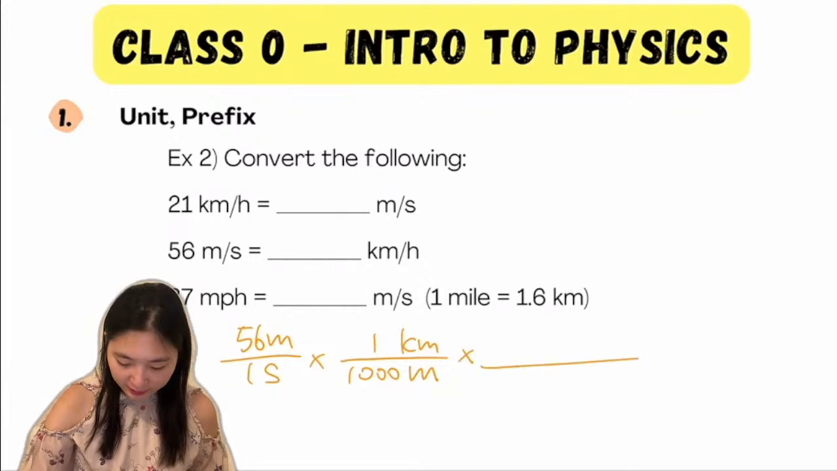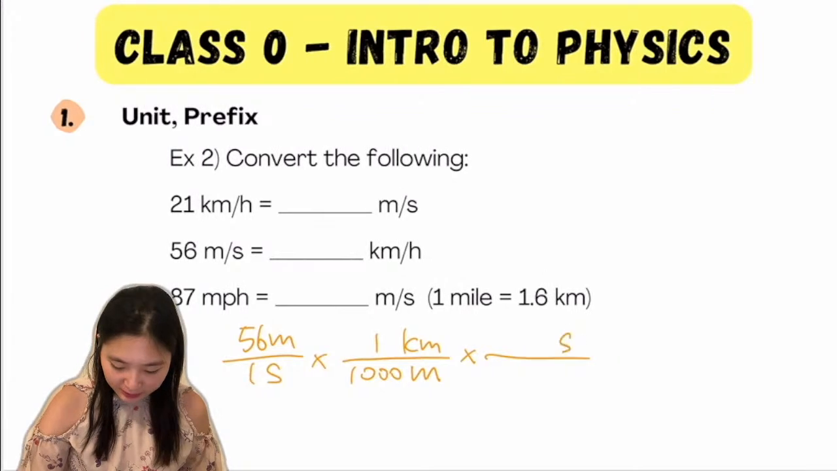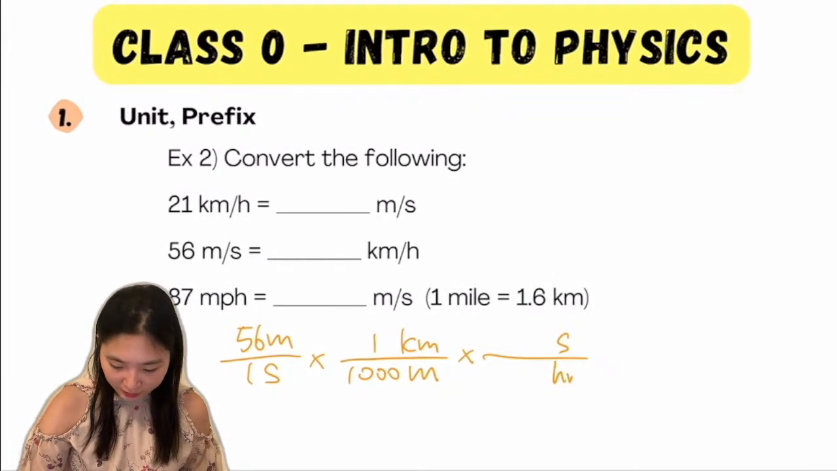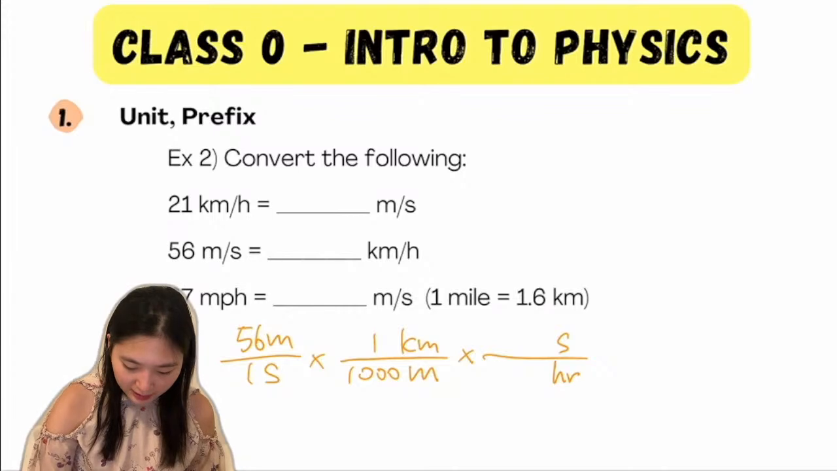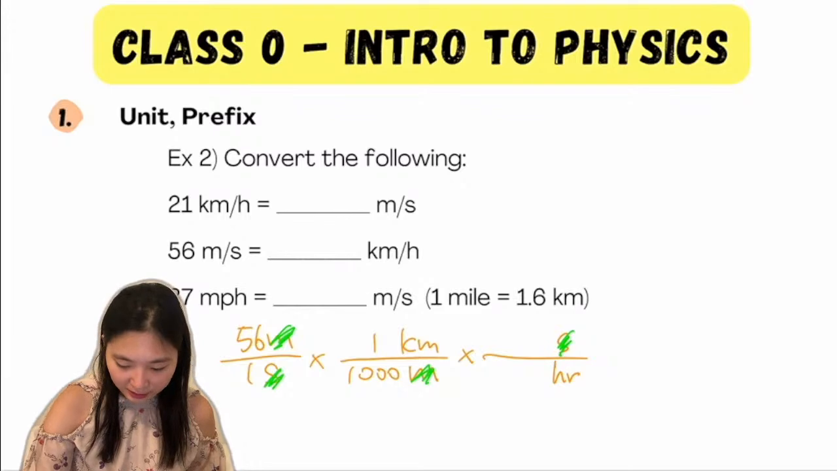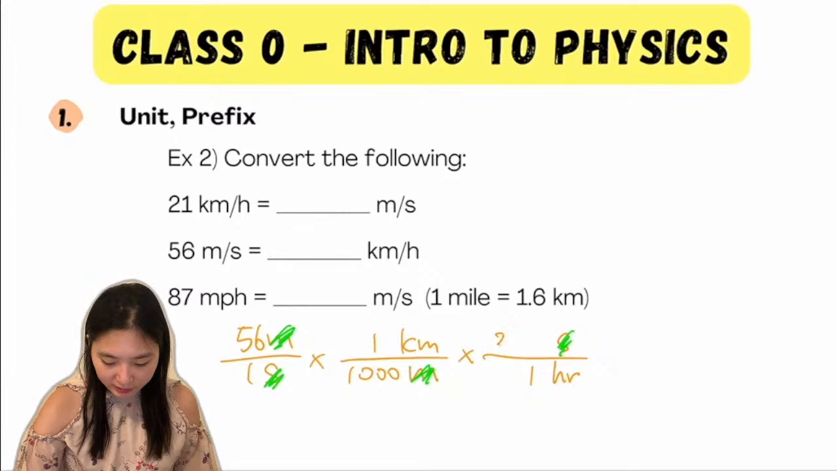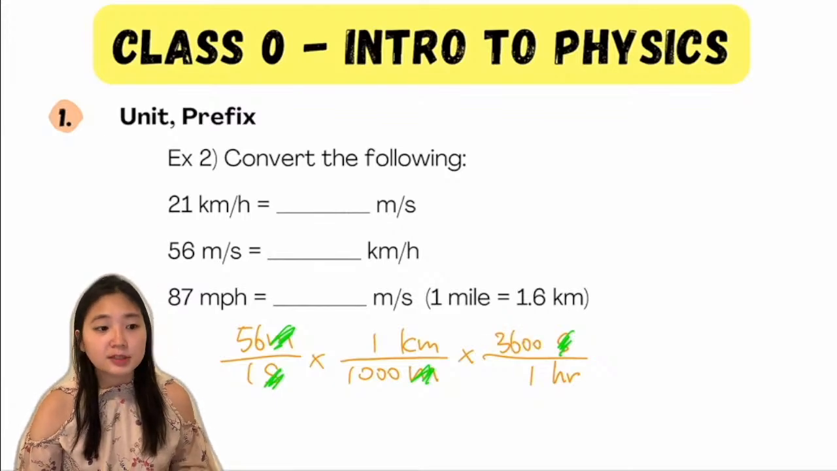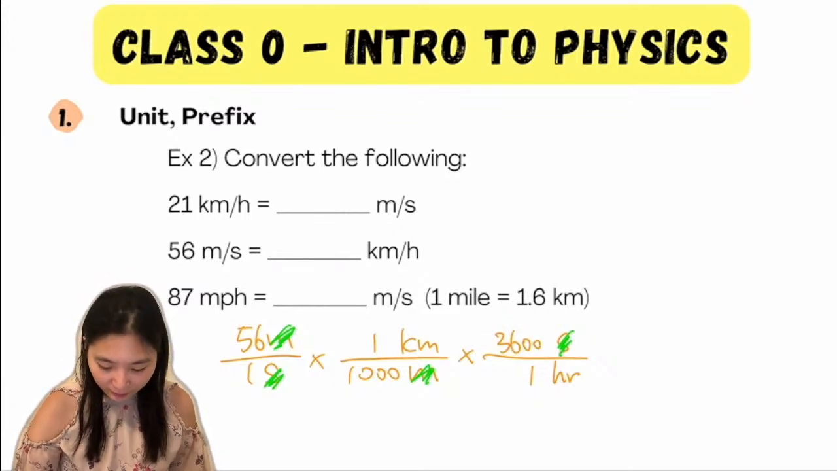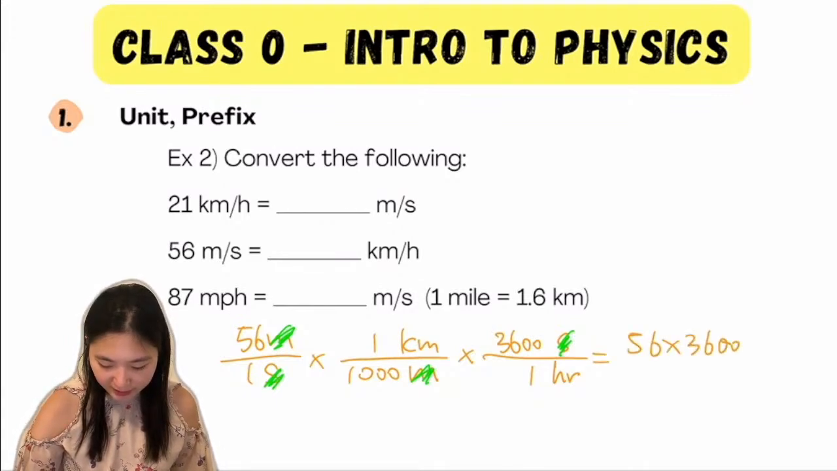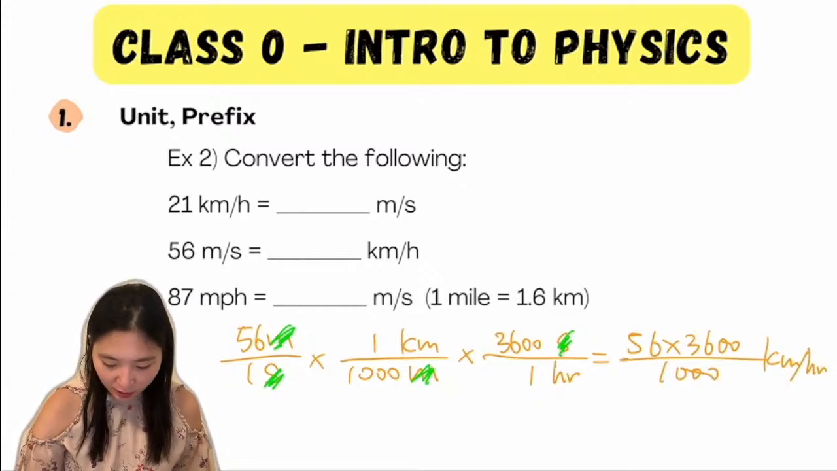And again, I want to cancel out the time unit seconds and then convert it into hours. So I need to put seconds in the numerator and hours in the denominator. This way, meters is canceled out, and the seconds is also canceled out. The conversion between the seconds and hour is 1 hour corresponds to 3,600 seconds. So eventually that's going to be 56 multiplied by 3,600 divided by 1,000. And the unit is kilometers per hour.